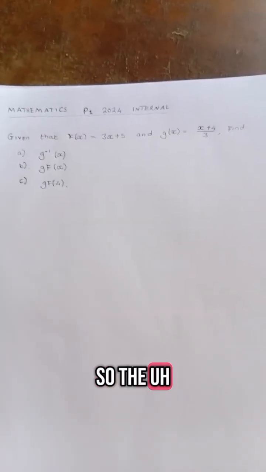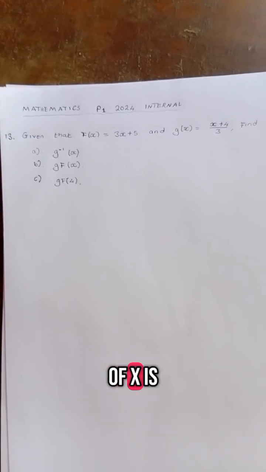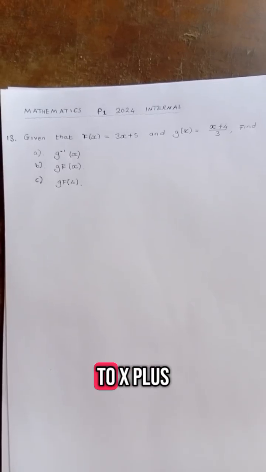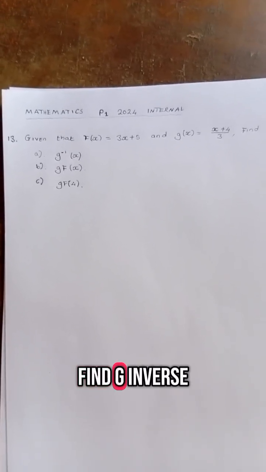So the question reads, given that f of x is equal to 3x plus 5 and g of x is equal to x plus 4 divided by 3, find g inverse of x.